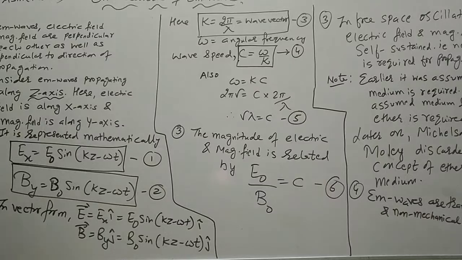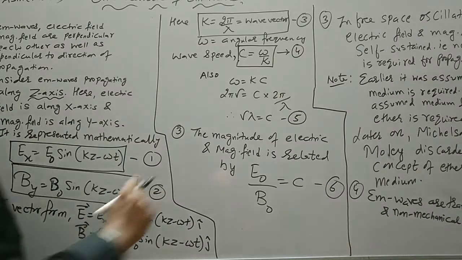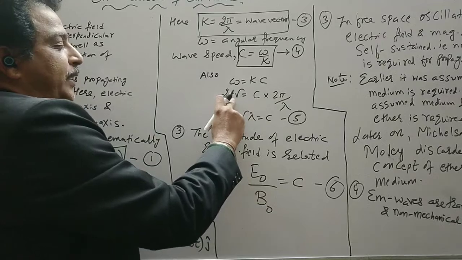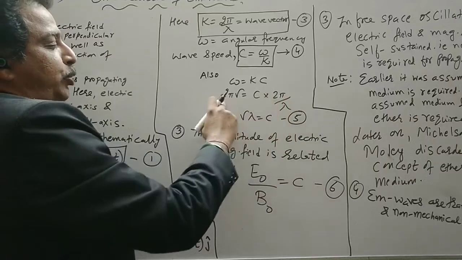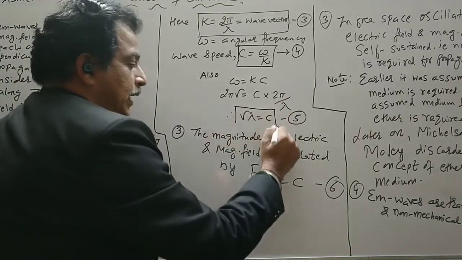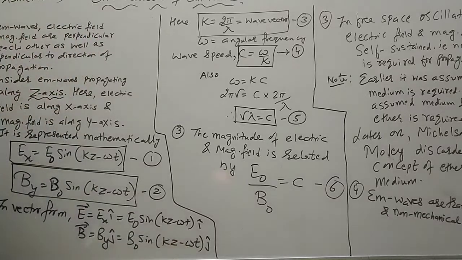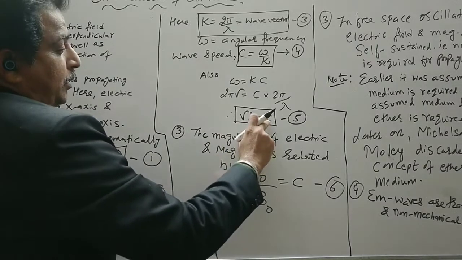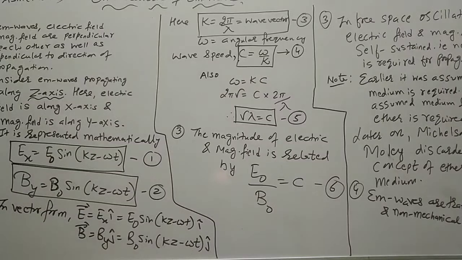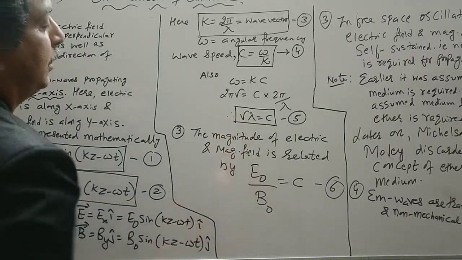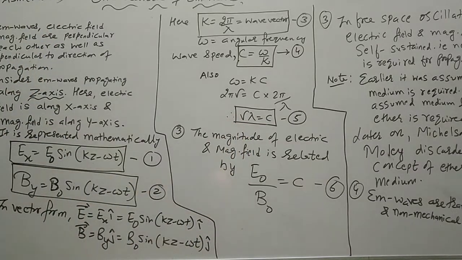So c has a relation omega upon k. Now omega can be written as 2 pi nu, meaning the frequency, and k is replaced by 2 pi by lambda. The 2 pi gets cancelled. So the frequency into the wavelength is also c. So we have two formulas where the speed of the electromagnetic waves is equal to the speed of light, which remains constant. The frequency and the wavelength will keep on changing. So if one increases, the other should decrease.